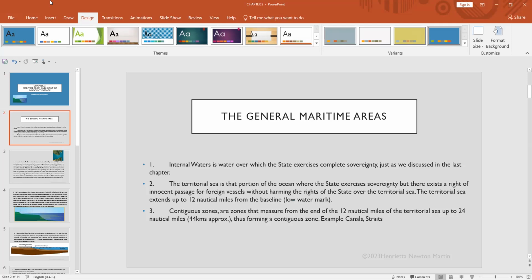Now, internal waters are waters over which the state, or any country, exercises complete sovereignty, just as we discussed in the last chapter. That means it has complete right over the internal waters, the waters that are within the boundaries of any country. That particular nation has the right over these waters. So what are examples of internal waters? You have rivers, lakes, and the portion of the sea which is within the state. All these are internal waters.